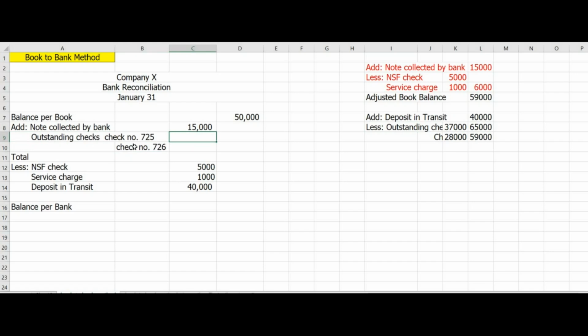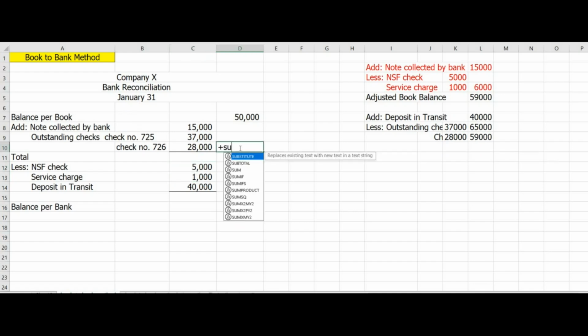So, this is 37,000 and 28,000. So, again, we added it back because we wanted, no, to get a balance equal to the balance per bank, which is unadjusted. So, that's why we have to add it back. Kasi na-deduct na yan per book, pero per bank, wala pa. So, this is your total. Get lang natin yung total.